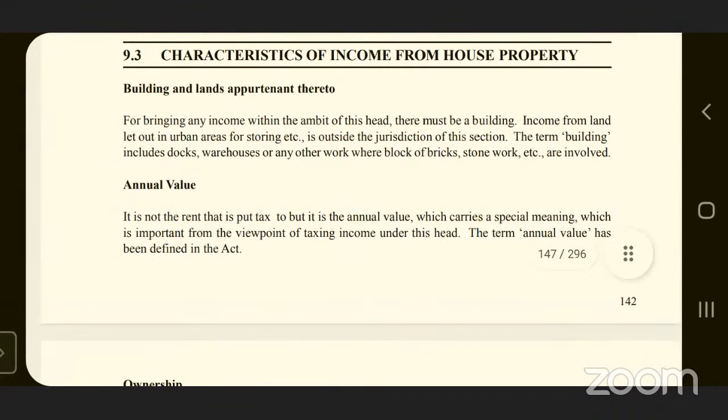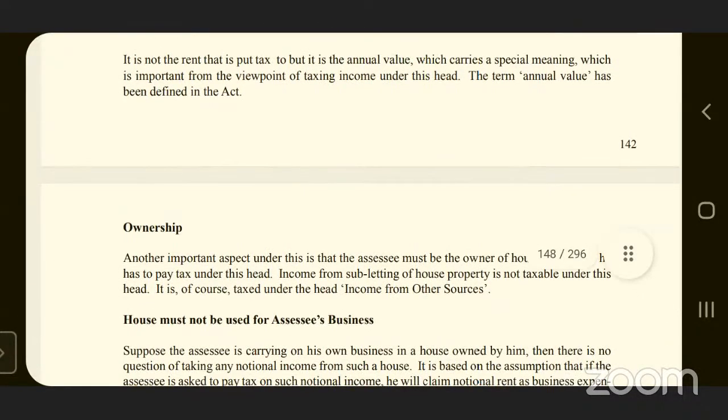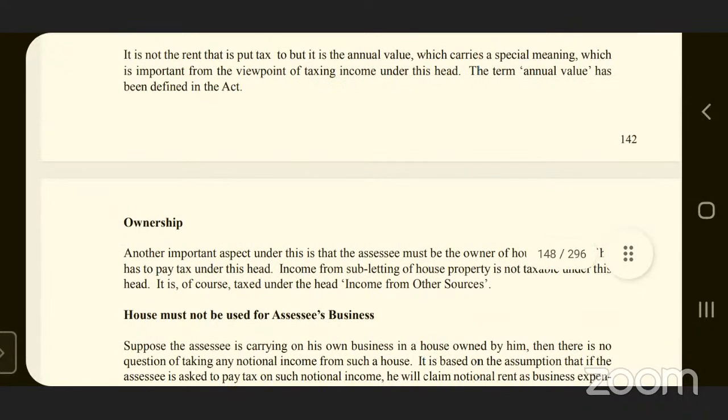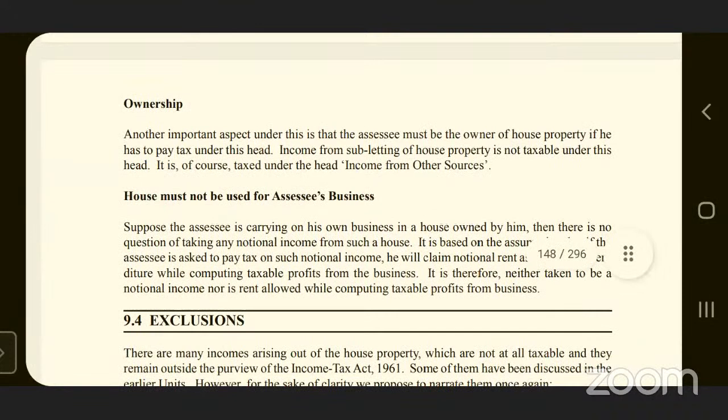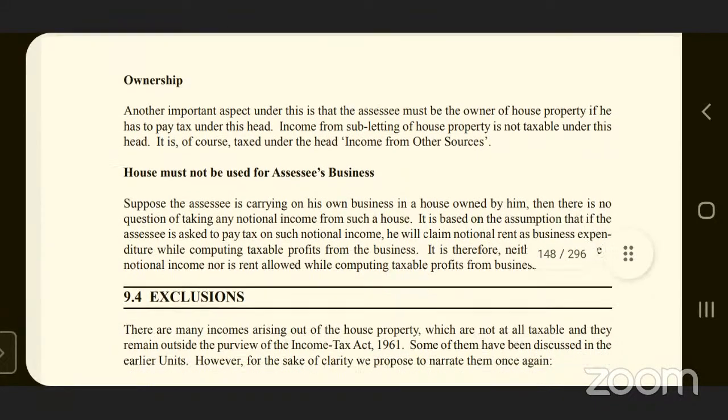First, annual value, which I will be explaining after a few minutes, requires certain steps. So in order to understand whether a particular income comes under income from house property or not, we should observe ownership and also whether it is being used for the assessee's own business. So these are the important points.